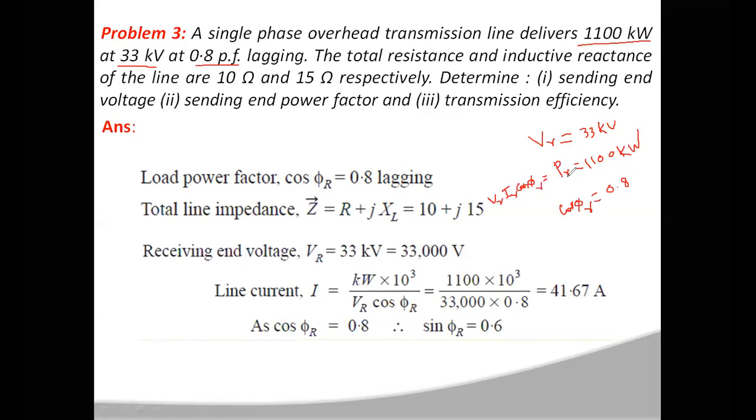As this is a single phase system, all the voltages and currents are in per phase values only: VR, IR, cos phi r. Suppose it is a three phase system, let us see. Then PR will be √3 times VR into IR cos phi r. Here VR and IR are both the line voltage and line current. If you want it in terms of phase voltage and phase current, it will be 3 into VR IR cos phi r.